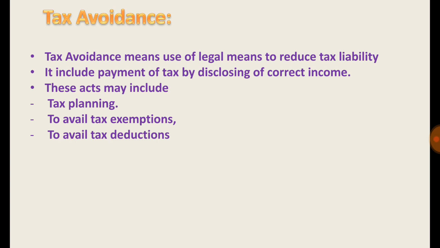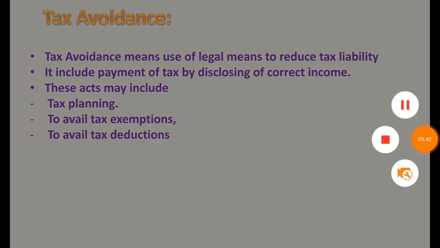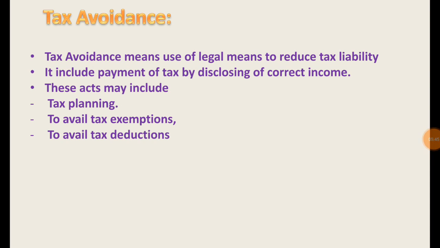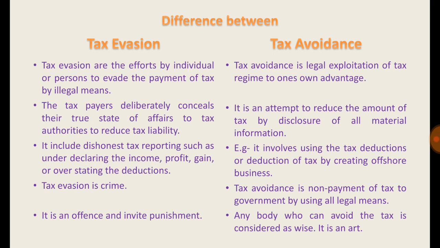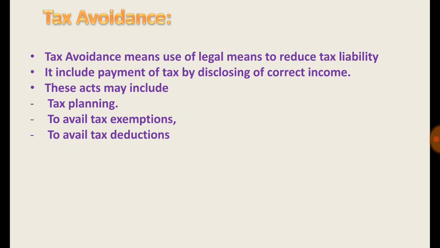Then to avail the tax deductions also, there is a separate chapter in the Income Tax Act 1961 which provides deductions. So a person can get the deduction by investing an amount in savings plans, insurance plans, etc. There are many deductions that are available. In this way, that person can reduce the tax liability in a legal way without doing anything illegal. He can avail the benefits and he can pay less tax.